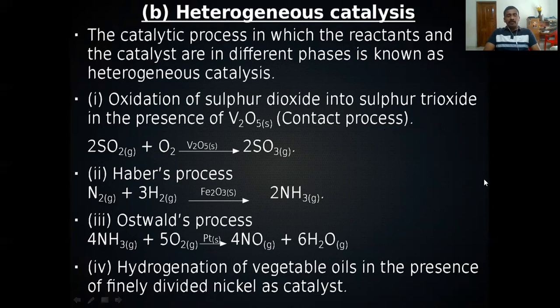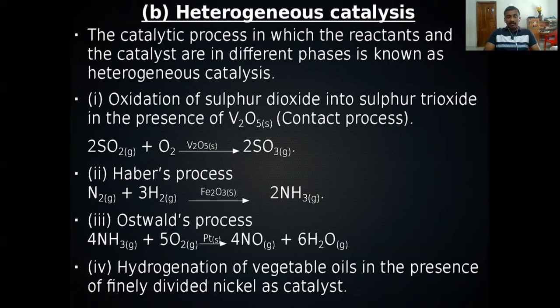So here in the contact process, you can see 2SO2 plus O2 gives 2SO3. All these are gases, but the catalyst is vanadium pentoxide, V2O5, which is in solid state. Haber process: N2 plus 3H2 gives 2NH3. All these are in gaseous state, but the catalyst is in solid state, Fe2O3. Ostwald process for the manufacture of nitric acid: in this process, 4NH3 plus 5O2 gives 4NO plus 6H2O.